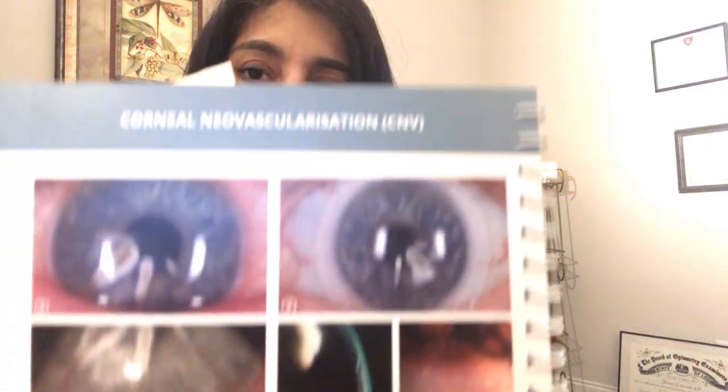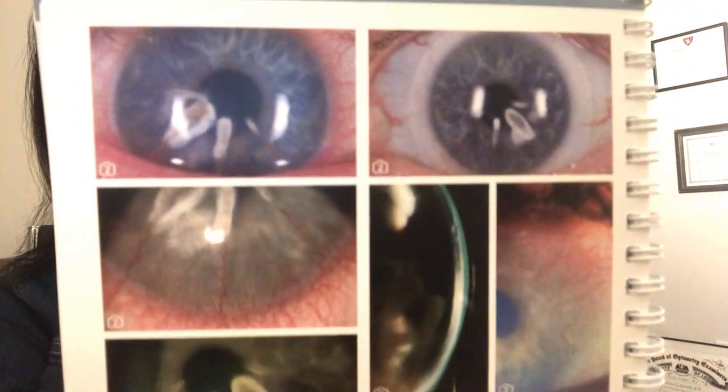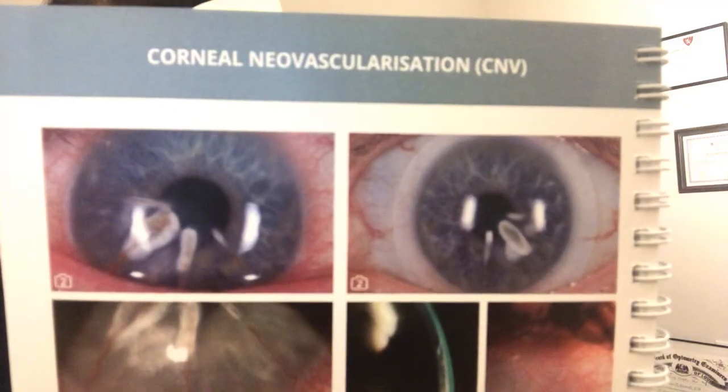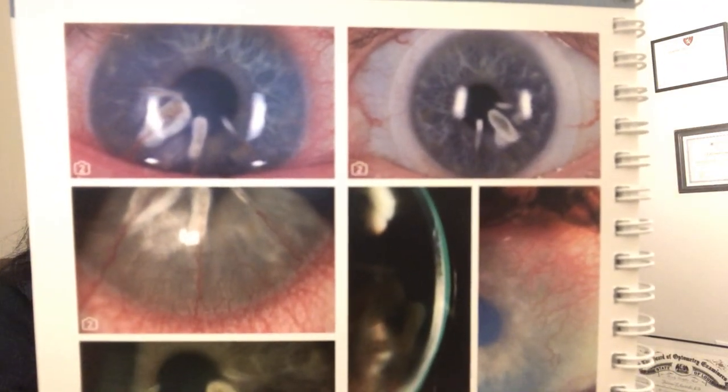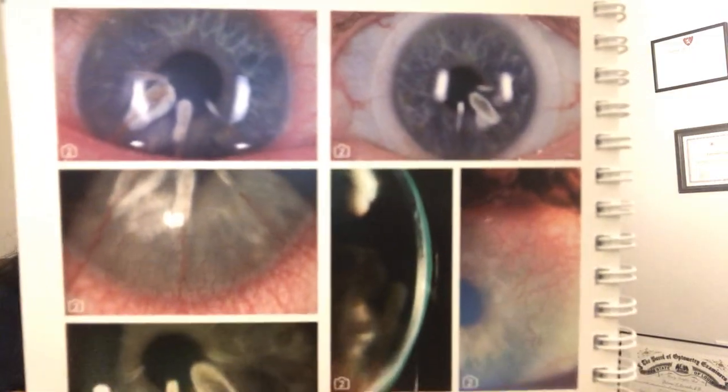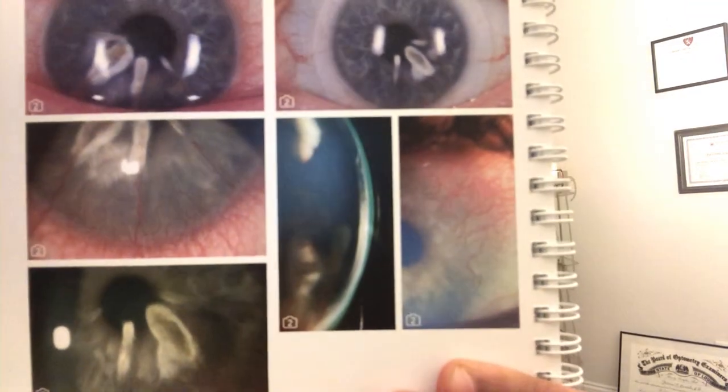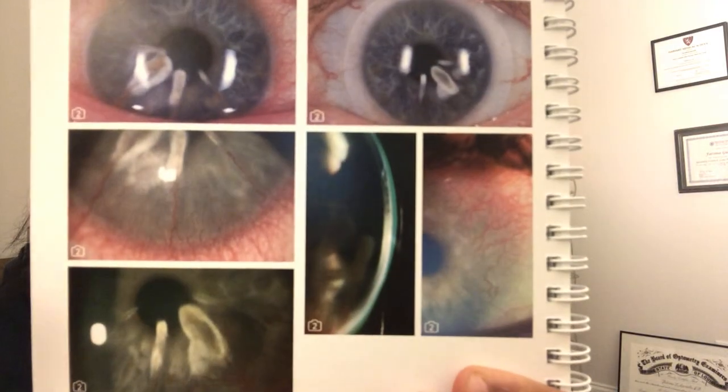Then we have another condition, and I'm going to see if I can find a picture for you guys, because I know you guys like pictures. So this one is known as corneal neovascularization, and this is something that I have discussed with a lot of my patients. So you see at the top it says corneal neovascularization. This is a condition where on the cornea you see blood vessel growth. So I'm going to grab my pen here to show you what I mean by that.